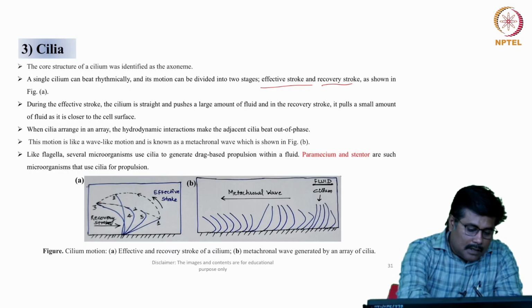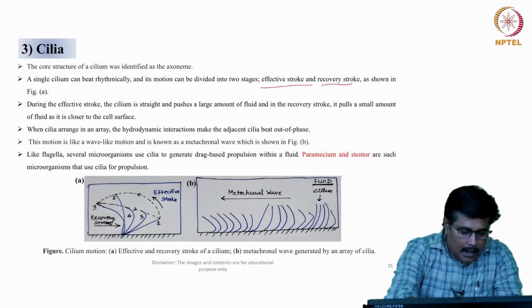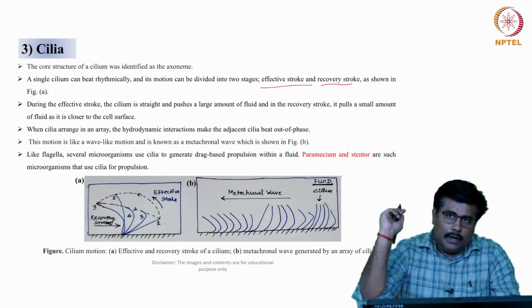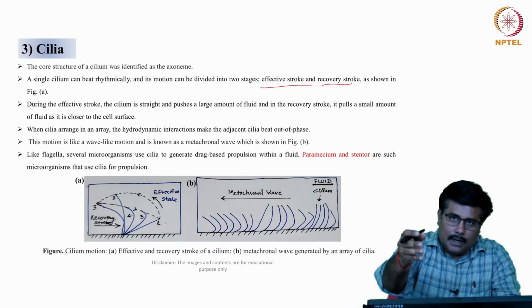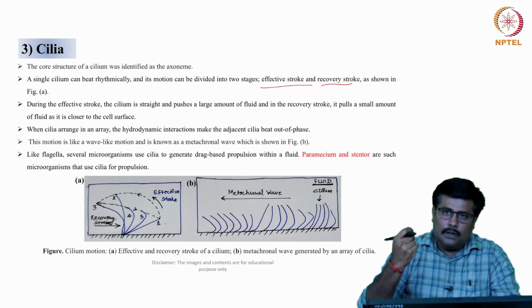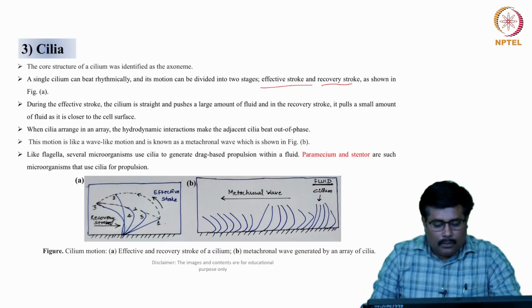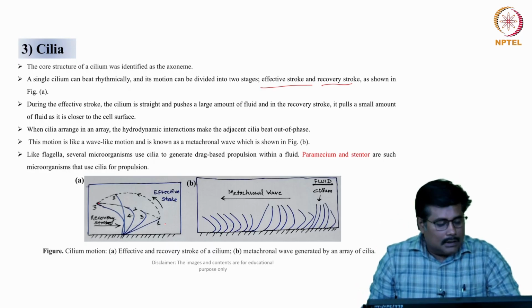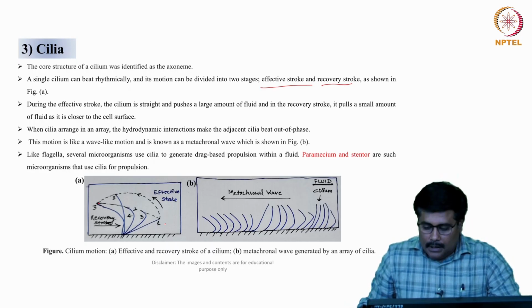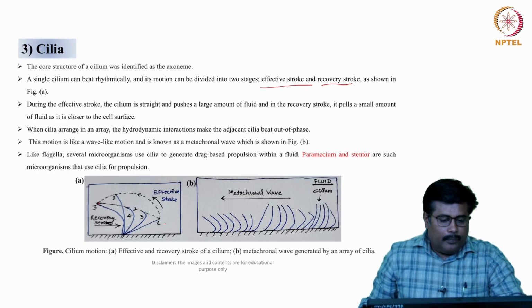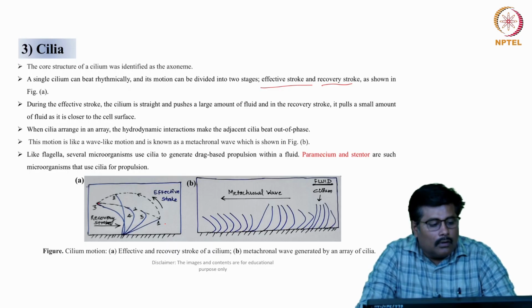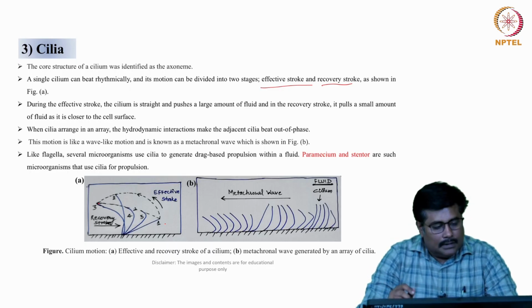It starts from the effective stroke, reaches point 3, and then comes back to the first stroke. Through an effective stroke, it tries to push the whip in the forward direction, and then with the recovery stroke we have a pulling node, which generates a backward motion. During the effective stroke, the cilium is straight and pushes a large amount of fluid, and in the recovery stroke it pulls a small amount of fluid as it closes to the cell surface.